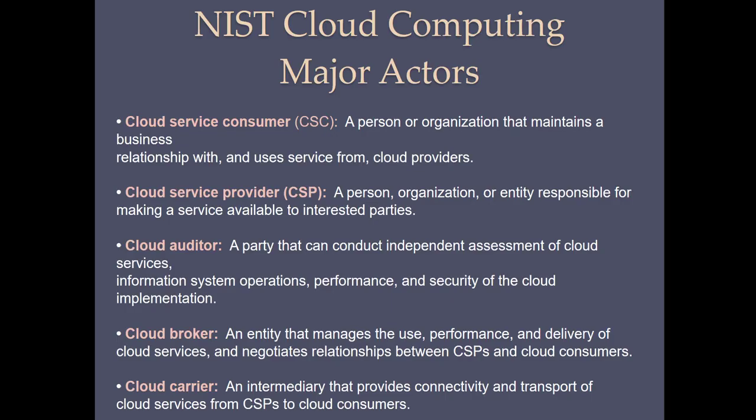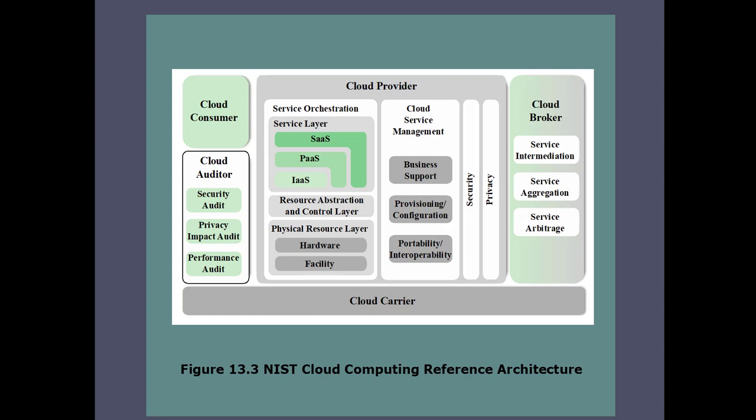Then we went over the major actors, which are the cloud service consumer, the cloud service provider, cloud auditor, cloud broker, and cloud carrier. As you can see in this figure, the cloud carrier is just managing the interconnection between all of them. The cloud consumer can have a contract with a cloud auditor, which mainly audits the security, privacy, and performance. The cloud provider is providing the cloud service with all its models. And finally, the cloud broker is an intermediary between the cloud consumer and the cloud provider.